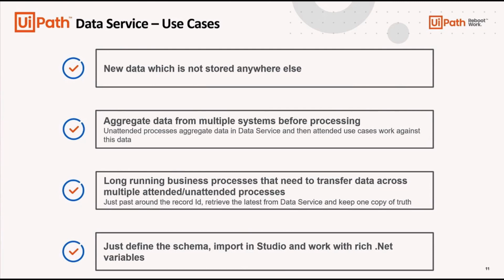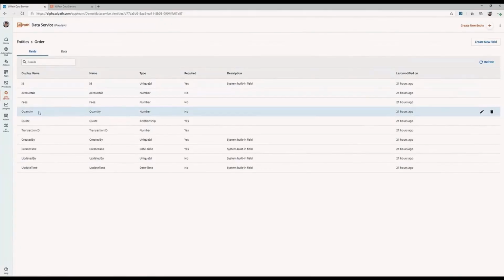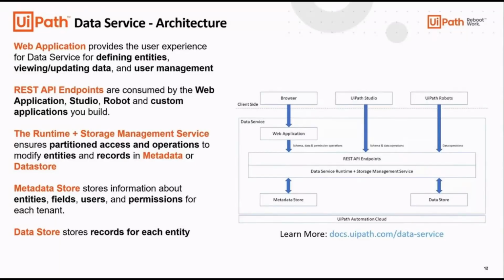One unattended bot could gather the data in Data Service, like a dispatcher, and the other bots could use it further in the process. It also fits perfectly the long-running processes or human-in-the-loop processes. Data Service allows us to create entities with a series of fields assigned to them, so in a way like objects in object-oriented programming. From my point of view, this comes to complement the very simple structure of the queue. To learn more about Data Service, go to docs.uipath.com, Data Service.